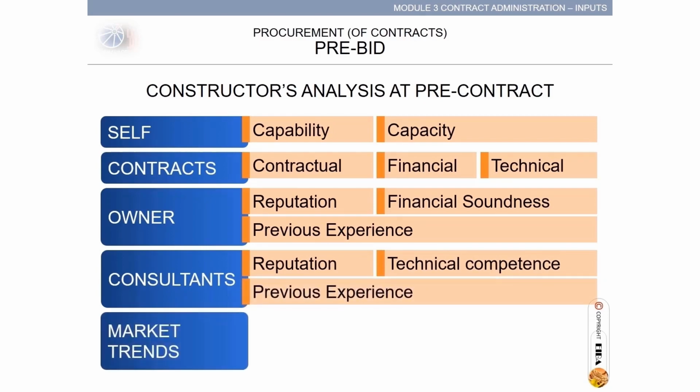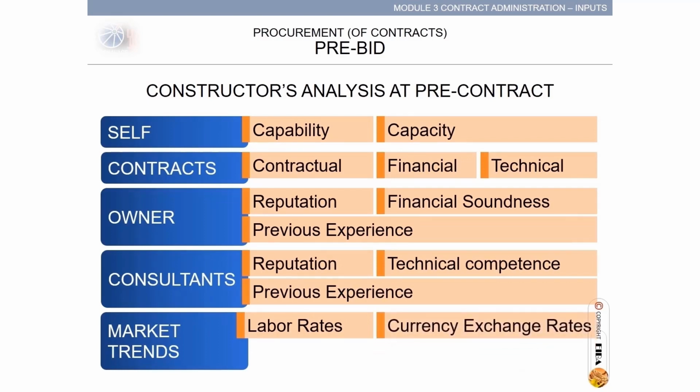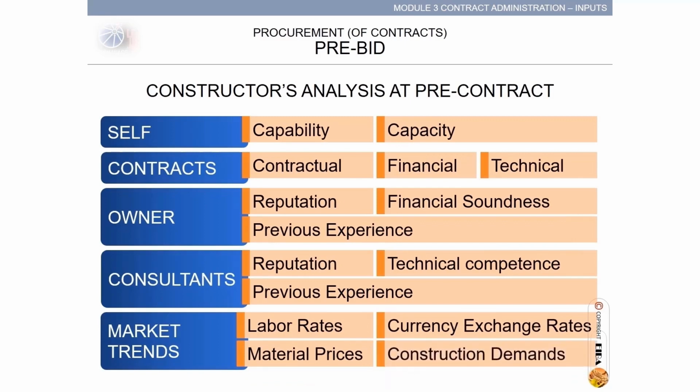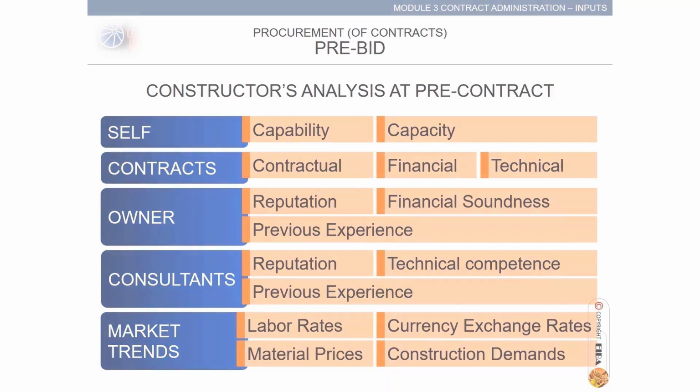Market trends, from now to the end time of the project. Labor rates in the region of the project and potential increases within the project time. Currency exchange rates: research about their stability. Fluctuations affect prices. Material prices: the proposal should consider price movements. Construction demands: high demand in the region of the project may have impacts on cost and availability of resources.